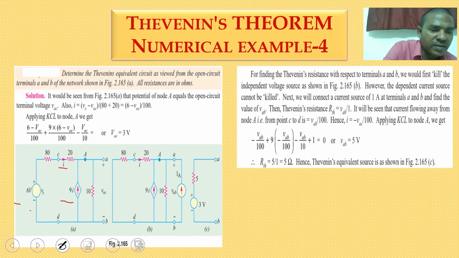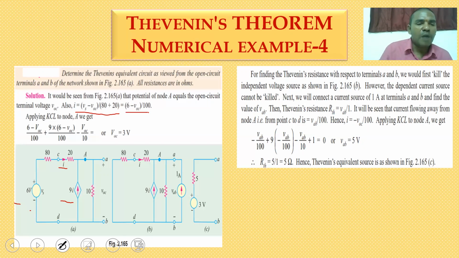So once the load is open circuited between the terminals A and B and the open circuit voltage is VOC, so at the node A, the current you are getting as Vs minus VOC divided by 80 plus 20. So net resistance is 80 plus 20. So Vs minus VOC is the net voltage. So you can get the value as 6 minus VOC divided by 100, because Vs is 6 only.